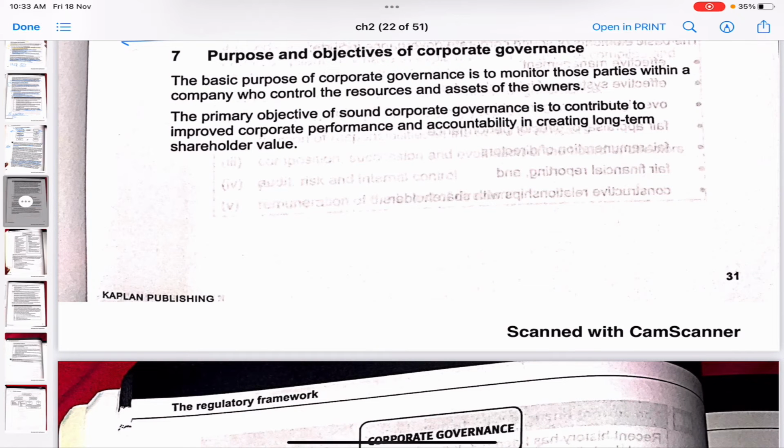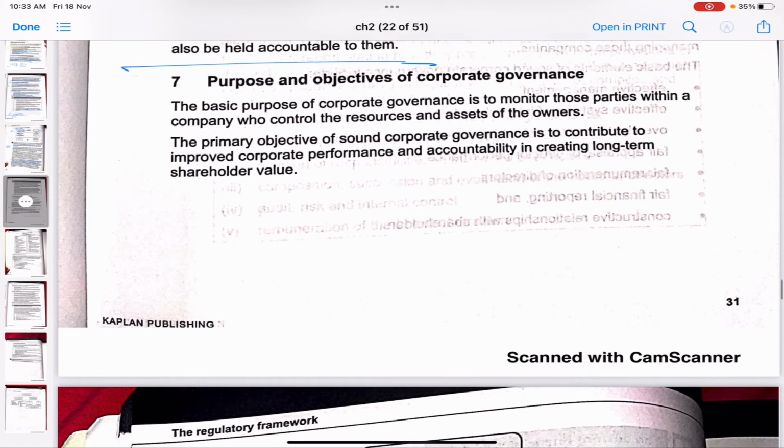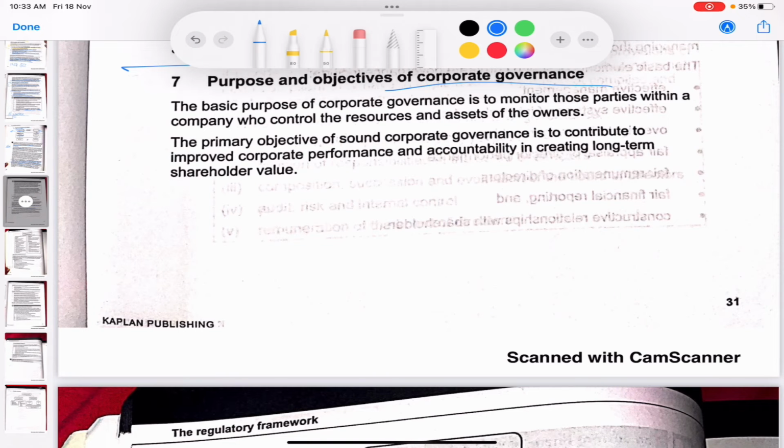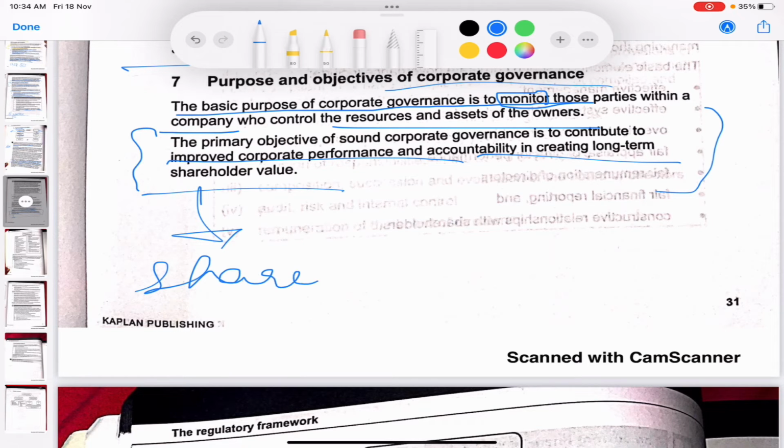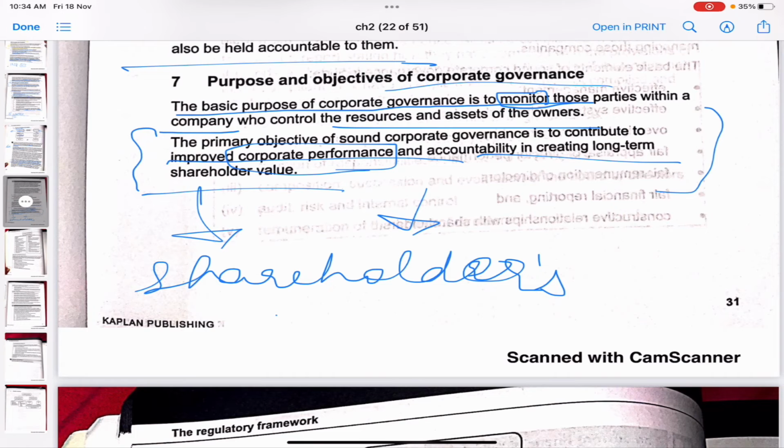Okay, now let's see what is the need for having corporate governance. Why do we need such a framework, and what are the objectives of the same? The basic purpose of corporate governance is to monitor those parties within a company who control the resources. So it is basically to safeguard or monitor and keep a check on how they are using the business assets. The primary objective of sound corporate governance is to contribute to improved corporate performance and accountability, for the shareholders' value. We need to meet the needs of the shareholders because we are running our company with their money, so we need to meet their requirements as well, and we need to have a good corporate performance.